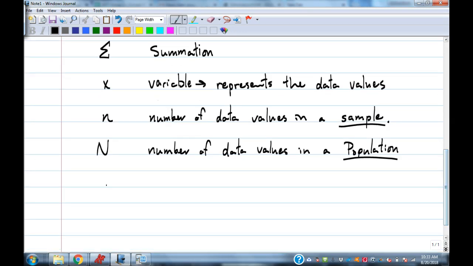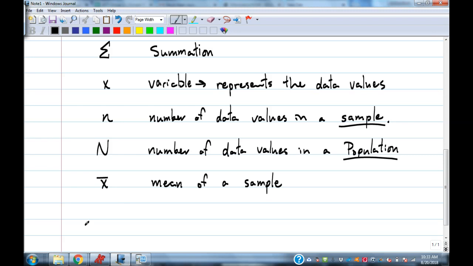Okay. X bar, with a bar over the top, just a straight bar on top, not squiggled or anything like that. X bar is the mean of a sample. The mean of a sample, X bar.